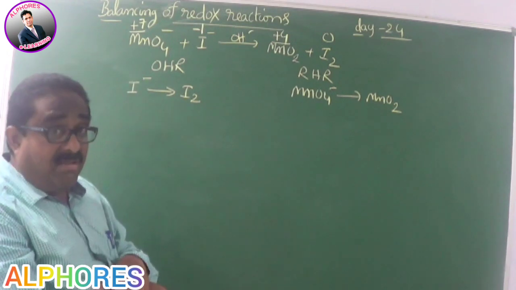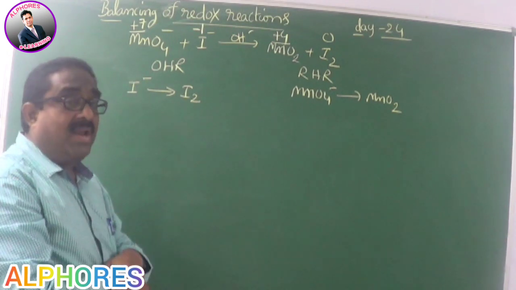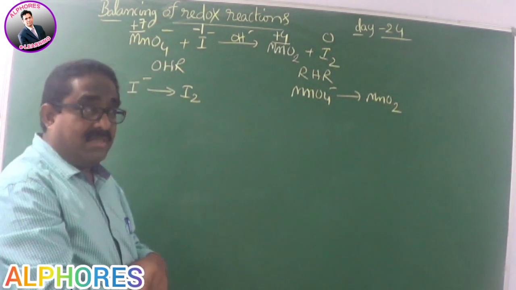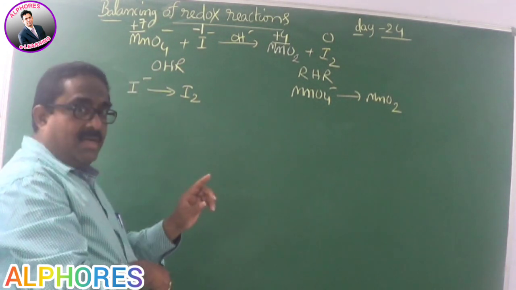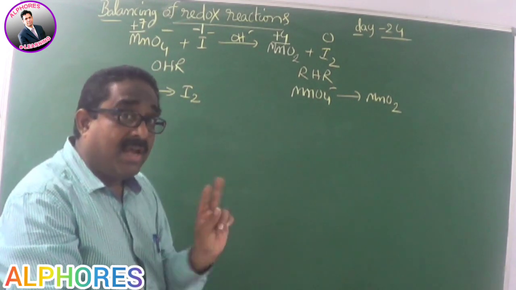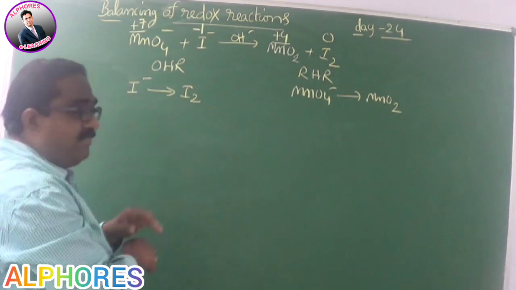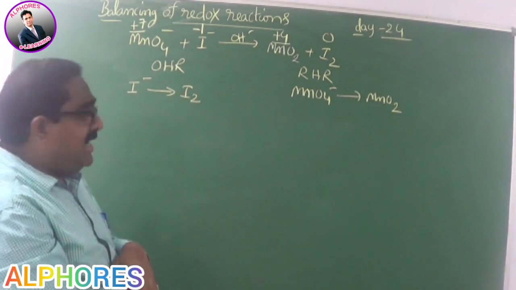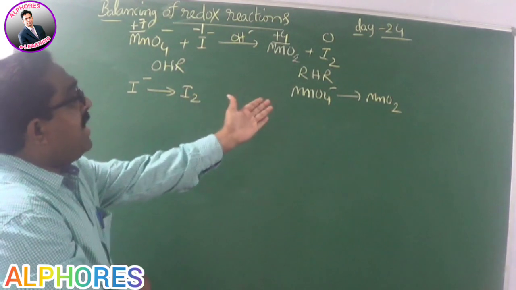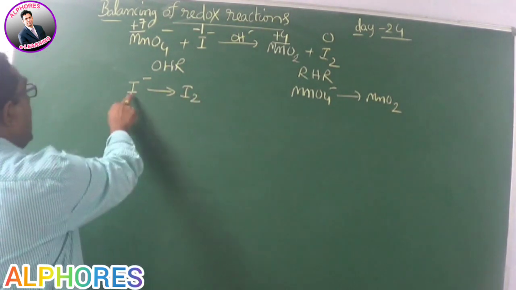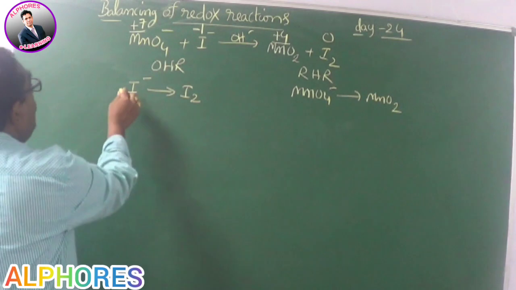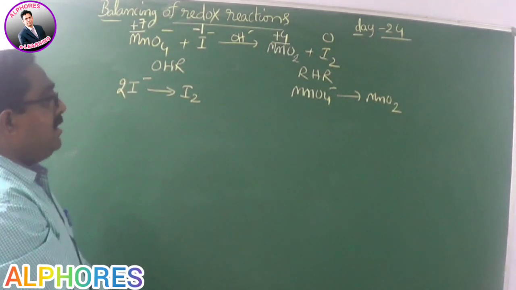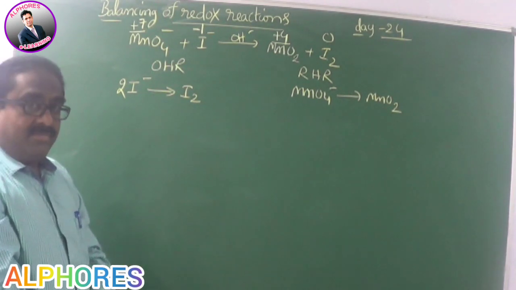Our next step is to balance the elements except oxygen and hydrogen. That's the first step, which we did even in the case of acidic medium in the previous session. Same thing. So first let me balance the elements except oxygen and hydrogen. Here I minus, and here 2 iodines, so you should balance by multiplying this with 2. Okay, the first step is over.